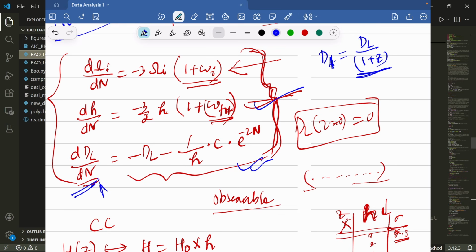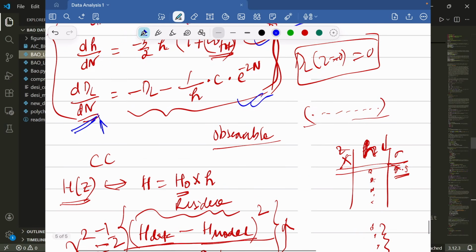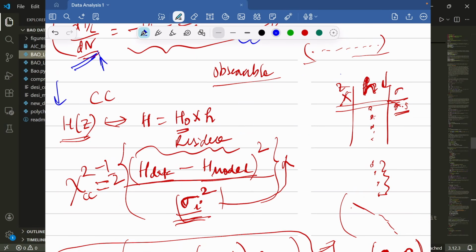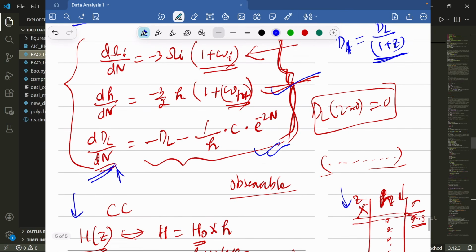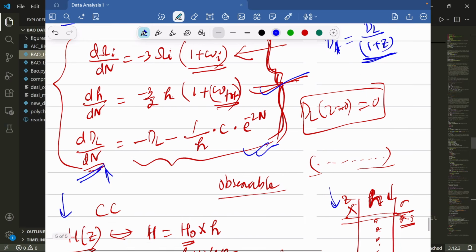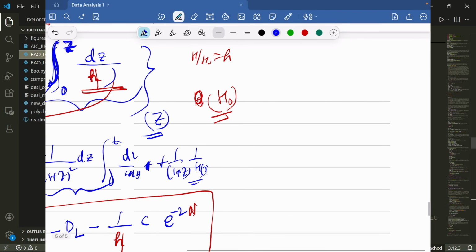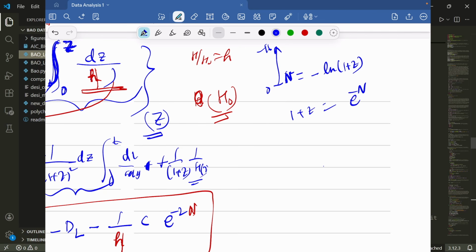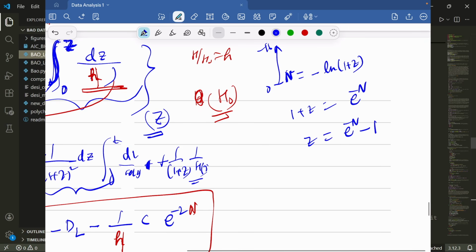Again, it can be obtained in terms of N. But you may say that all the data sets are actually given in terms of redshift, while we are taking everything in terms of e-folds N. How can we get this? I can simply tell you that N is equal to minus log of 1 plus z. Now I know that N spans from 0 to a certain value, like 0 to minus 16 or minus 17 or minus 20. So I know 1 plus z is equal to e to the power minus N, so z becomes e to the power minus N minus 1.